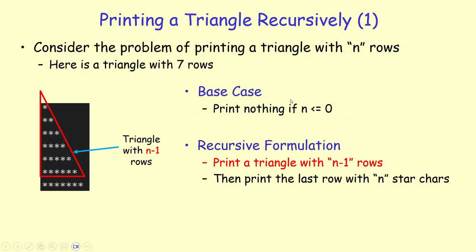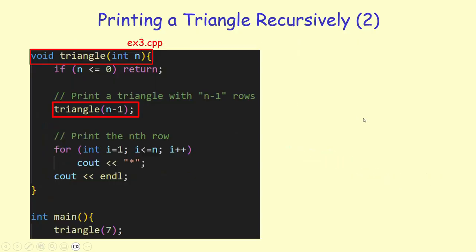So that's the recursive formulation. The base case is print nothing if n is less than or equal to 0. For the recursive formulation, you have a problem of size n, that is, we would like to print a triangle of size n by n. We can first print a triangle with n minus 1 rows and n minus 1 columns. Then after we return from the recursion, we can print the last row with n star characters. And here's the actual code for it.